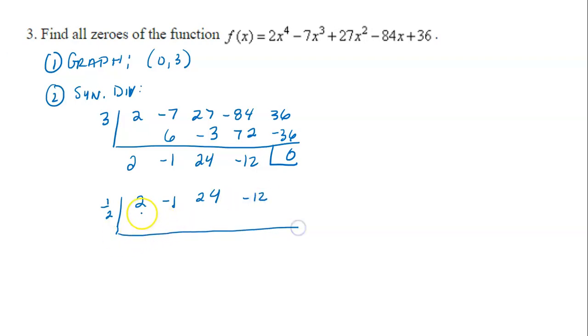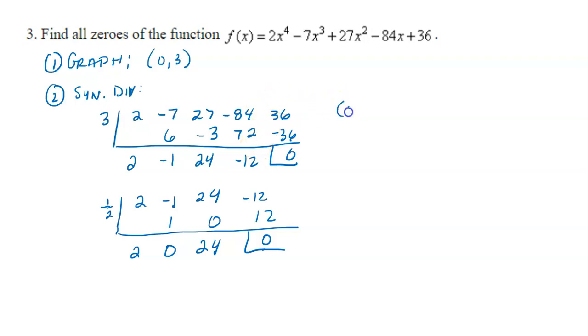Good grief. Okay, so 2 gets dropped. 1/2 times 2 is 1. That's 0. That's 0, 24. That's going to be 12, and it works out. You think it's going to be awful, but it's not. So, anywho.